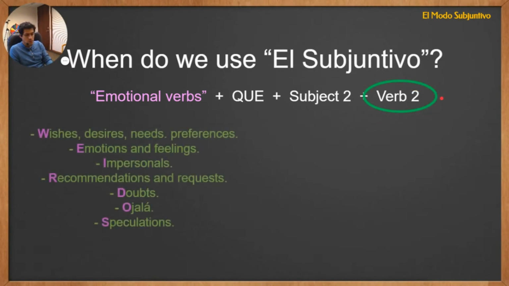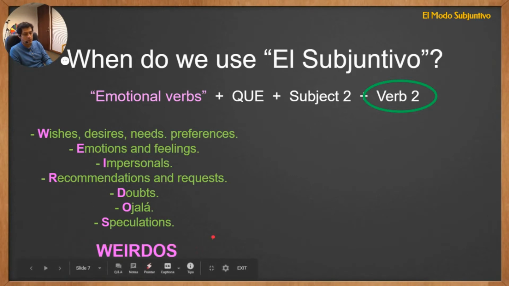So, we will use the subjuntivo with wishes, desires, needs, preferences, emotions, and feelings in personal situations. We'll speak about that too. Recommendations, requests, doubts. When we use the word ojalá, hopefully, we will also use the subjunctive with speculations. So we can make a quick acronym here: WEIRDOS for wishes, emotions, impersonal, recommendations, doubts, ojalá, and speculations. So we will use the subjunctive in all these situations.